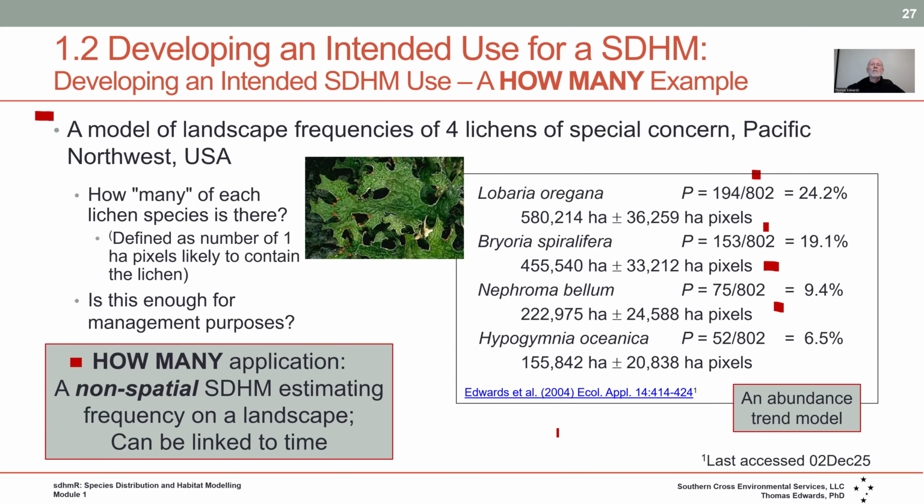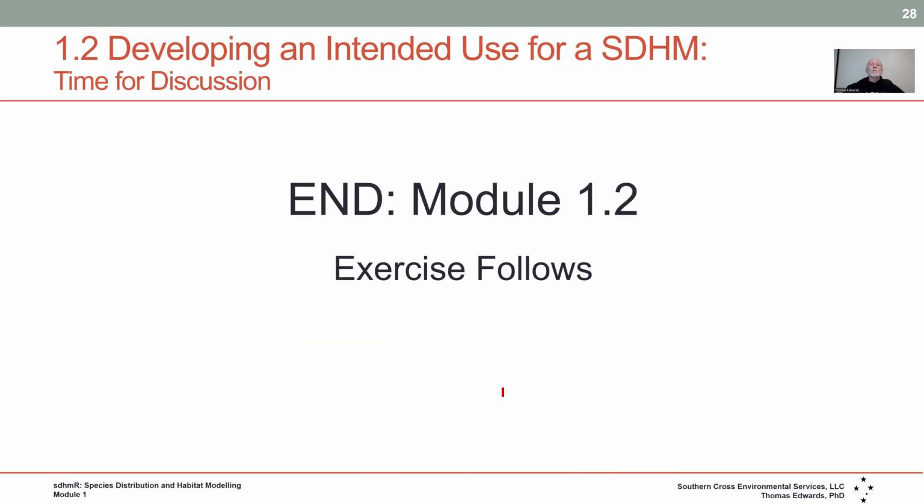Again, this is a good instance of where you can now go out and test this, but also provide some feel as to whether or not this particular species has a high abundance on the landscape or is locally rare. Oftentimes, these can be referred to as abundance trend models. Okay, so that's kind of the end of the introduction.